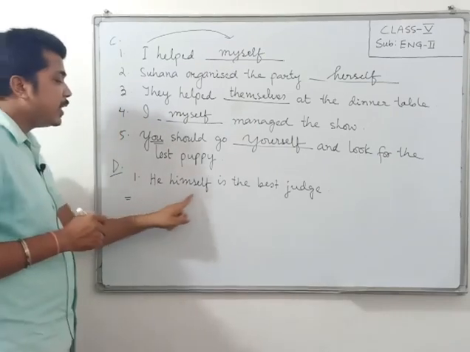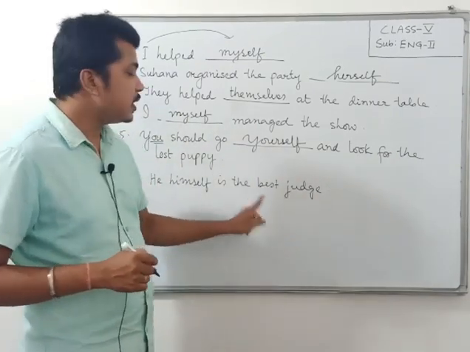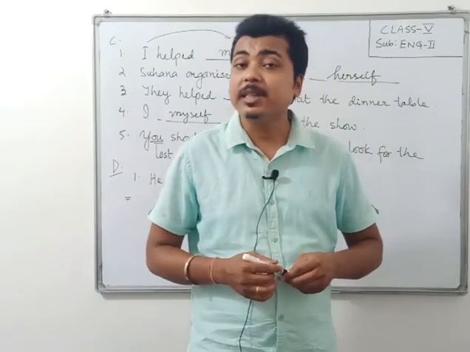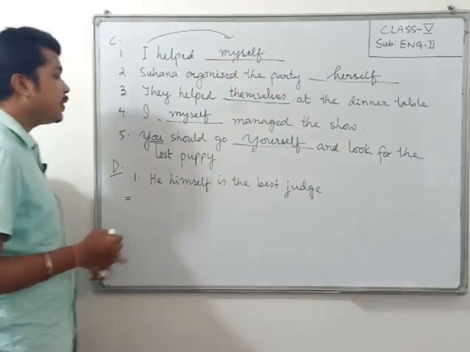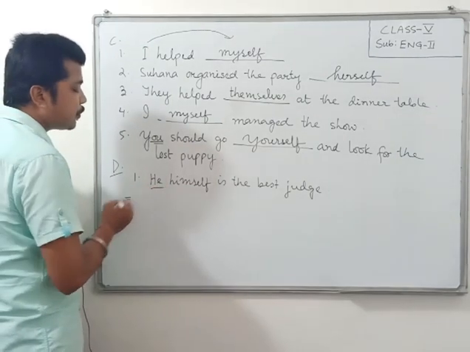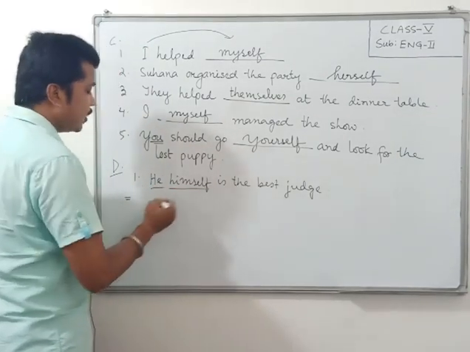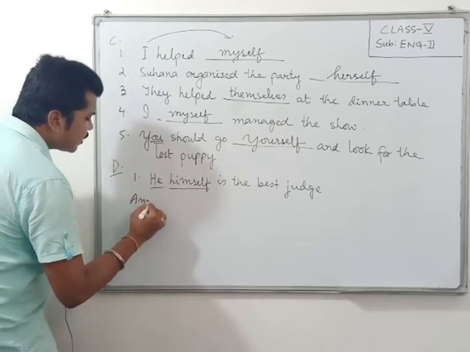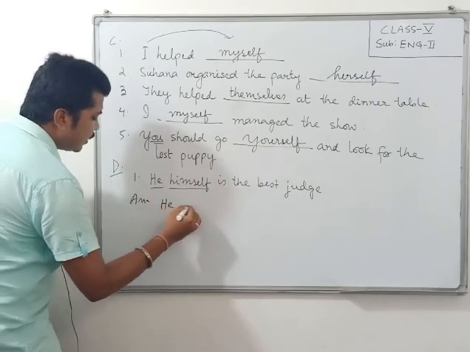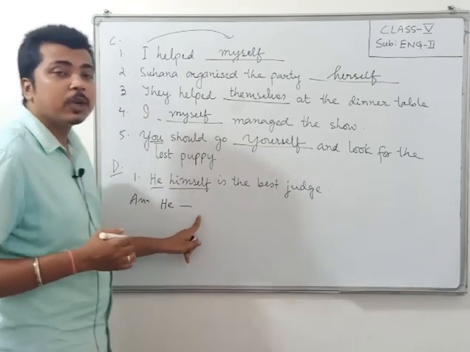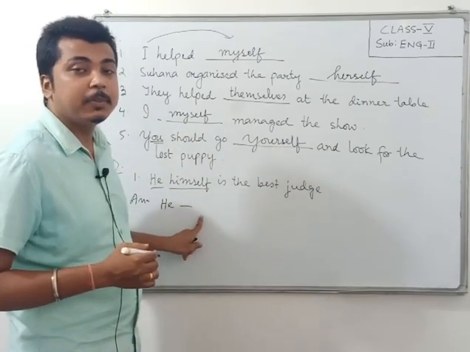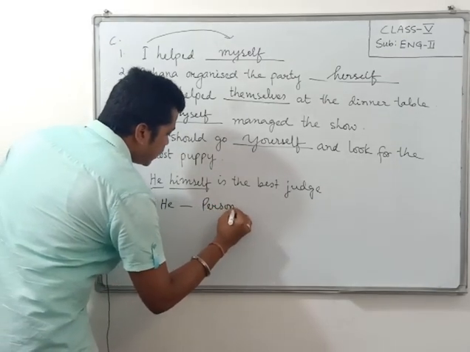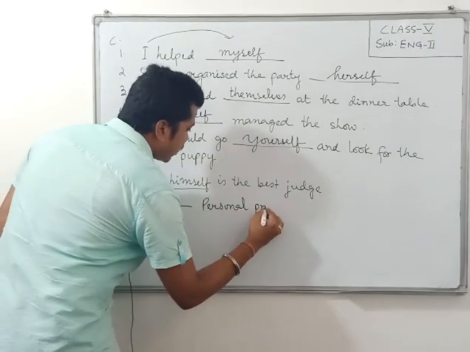Question number 1. He himself is the best judge. In this question, dear student, which is the pronoun? First of all, try to find out the pronoun from the sentence. He himself is the best judge. He is the pronoun and himself is the pronoun. Now let us write the answer. How will you write the answer? First pronoun is he. Give one small dash. He is what pronoun? It refers to a person. It will be personal pronoun. He is personal pronoun.